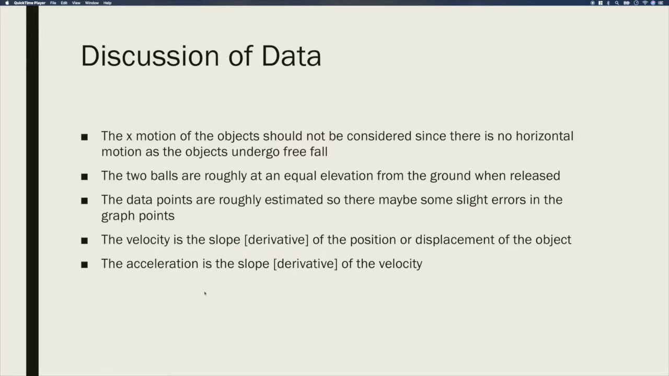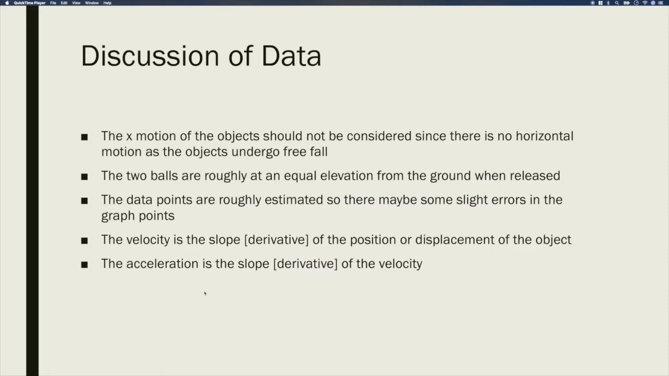So a little bit of discussion of the data that we gathered using LoggerPro. An important note here is that the x motion of the two objects should not be plotted or considered, since there is virtually no horizontal motion as the objects undergo free fall. We're only concerned about the y dimension, or the vertical motion of the two objects.